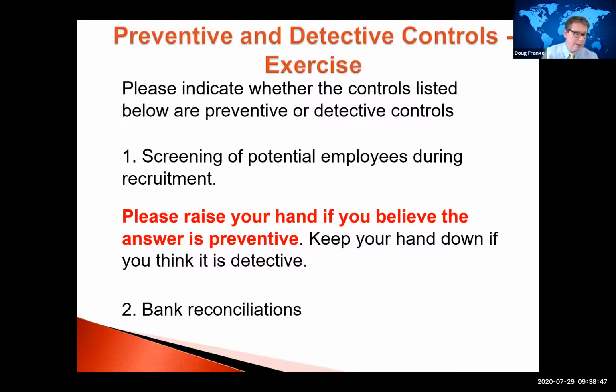The second one would be a bank reconciliation. Would that be preventive or detective? If you think bank reconciliations are preventive, raise your hand. If you think it's detective, keep your hands down. What do you think, Nancy? So far, 13 people out of 161 have their hands up. So a bank reconciliation would be a detective control. It happens after the fact, right? A fraud takes place, someone wrote a bad check, a check bounces, so the reconciliation takes place. That would be a detective control.